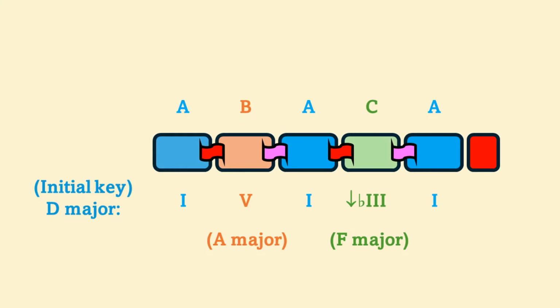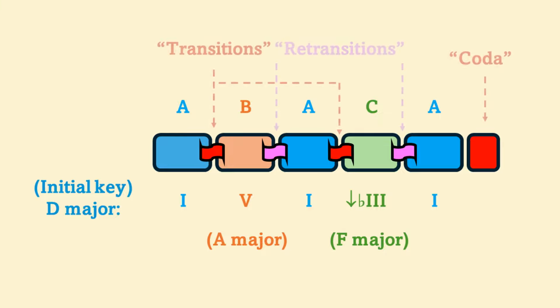This was the formal layout of my rondo. A short rondo form with 2 episodes, the first in the 5th degree key and the second one in the flat 3rd degree key. It also included 2 transitions and 2 retransitions, as well as an ending coda. In accordance with the principles stated in this video, there is one big requirement missing, and that's the recapitulation of the first episode in the initial key.